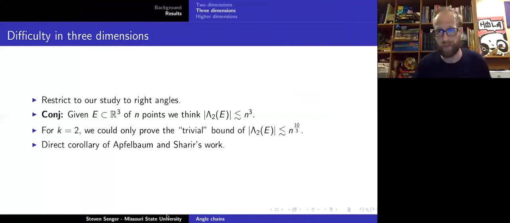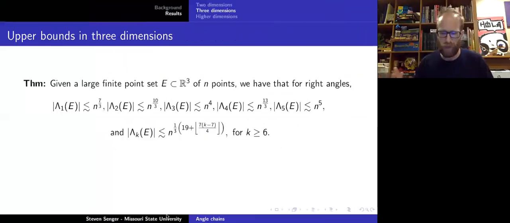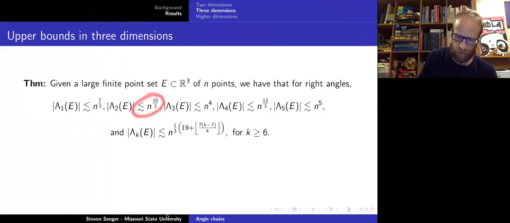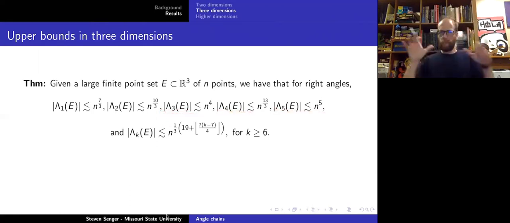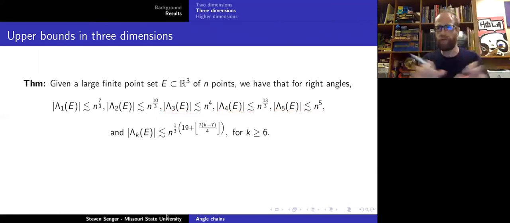Now we have a bunch of special cases with better results, but in general, that's the best we could do. However, if you go to longer chains, we do get some non-trivial results. So this is Apfelbaum and Sharir's result. This is single angles. This is our trivial result, which does not really materially improve on Apfelbaum and Sharir. But once we get to 3-chains, 4-chains, and 5-chains, there's enough moving around that we can improve.